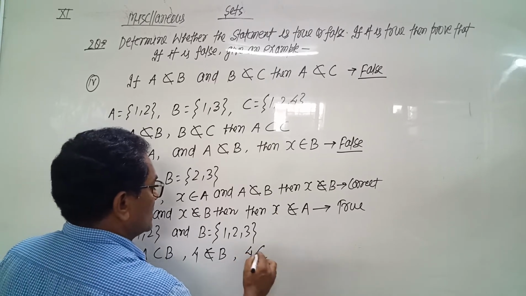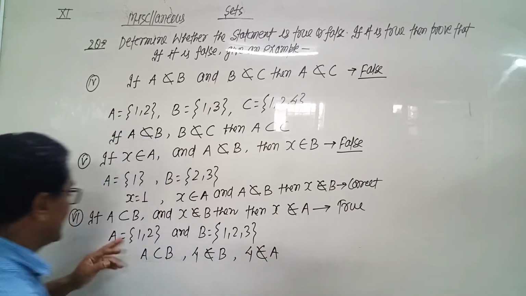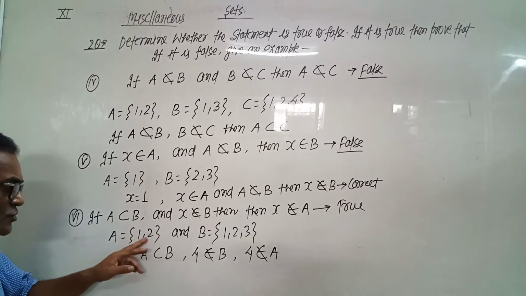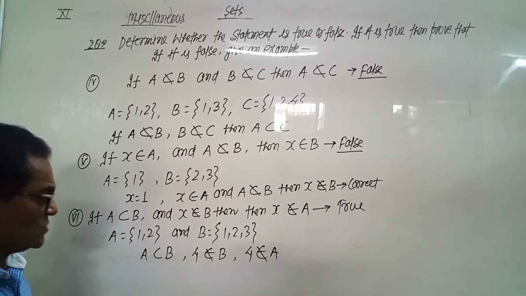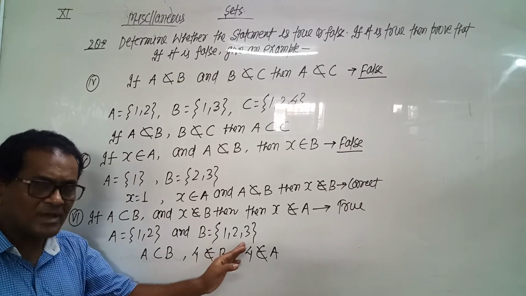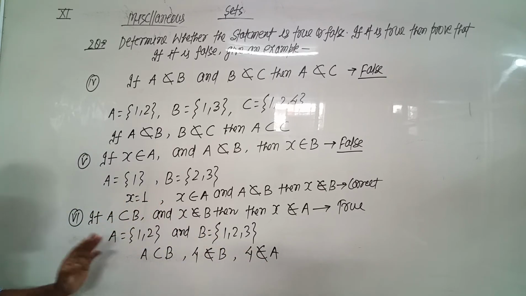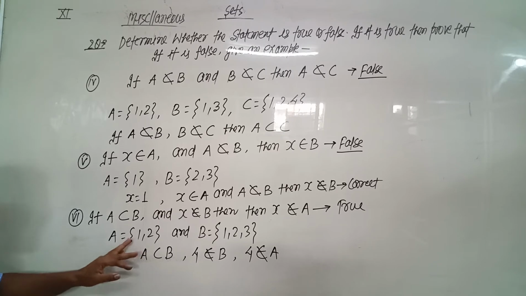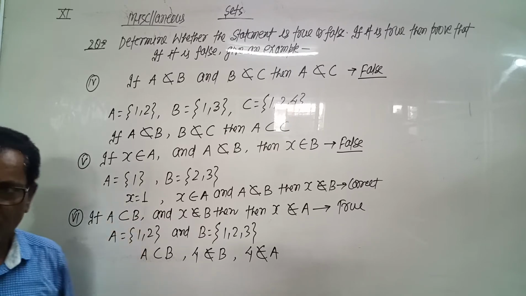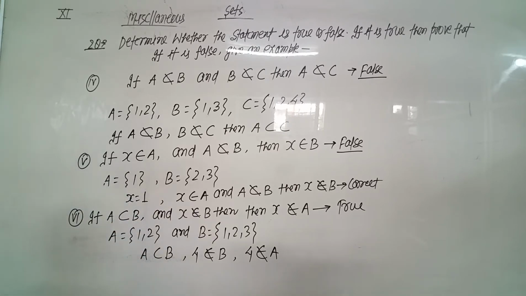So 4 also doesn't belong to set A. In set A there is no element 4. So if 4 doesn't belong to B, then 4 also doesn't belong to A. So this statement is true: if A is a subset of B and X is any element which doesn't belong to B, then X also doesn't belong to A. So this statement is true.